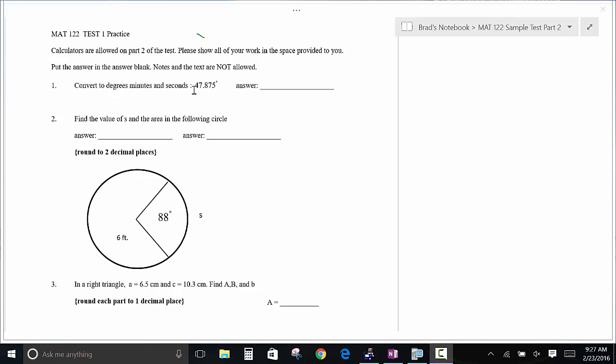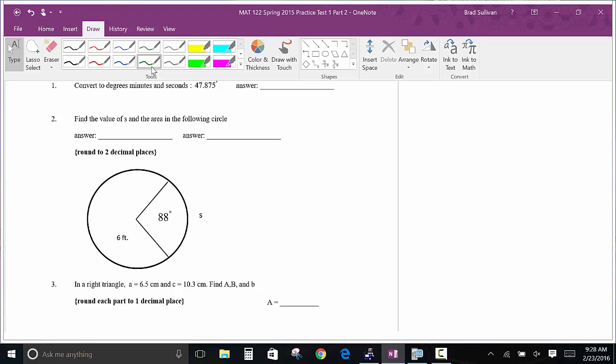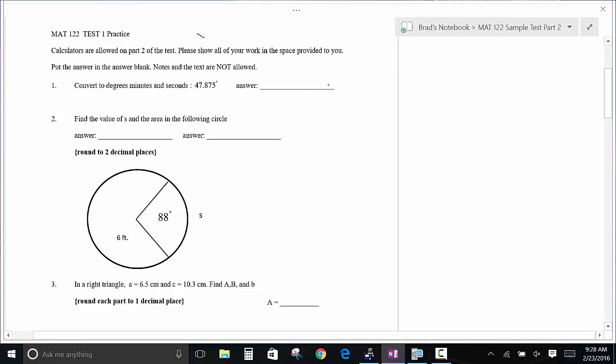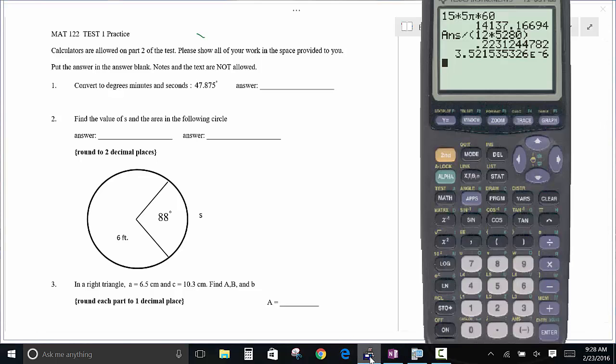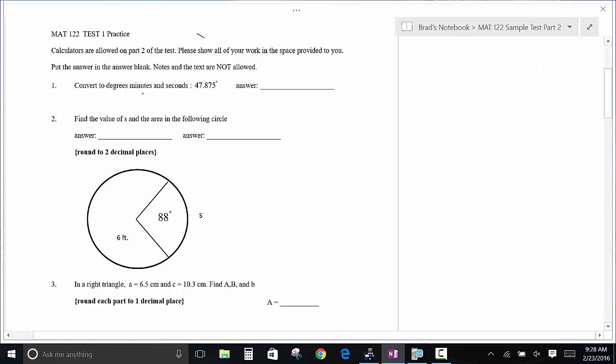Now, there's a couple of ways that you can do something like problem number 1 on here. This is one of the first things that you learned how to do this semester, and I'm going to display the calculator on here. One way that we learned how to do this is like this. I'll just show you the 2 ways.